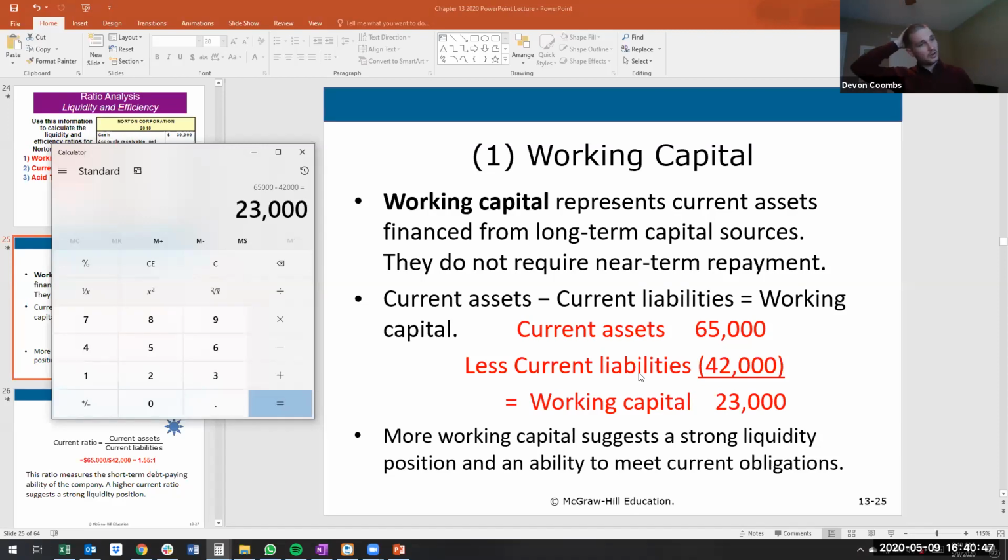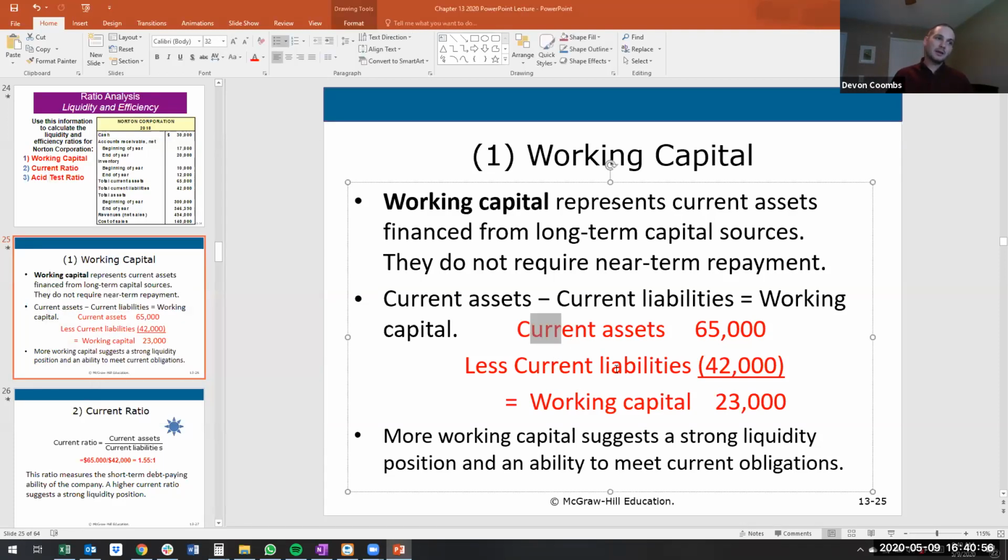Where this might be confusing for you is on your exams or in real life, when you're doing this assessment, these might not be given. Current assets and current liabilities might not be given. So you would have to know that cash, accounts receivable, and inventory are all parts of current assets, and then accounts payable and current portions of notes or short-term notes are part of current liabilities, to recalculate these amounts.